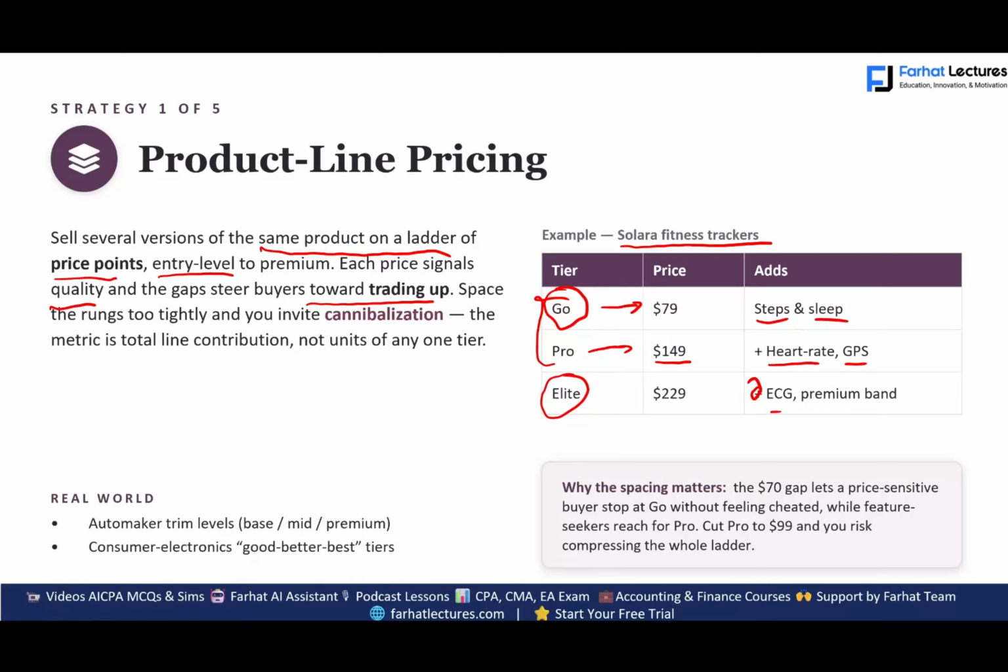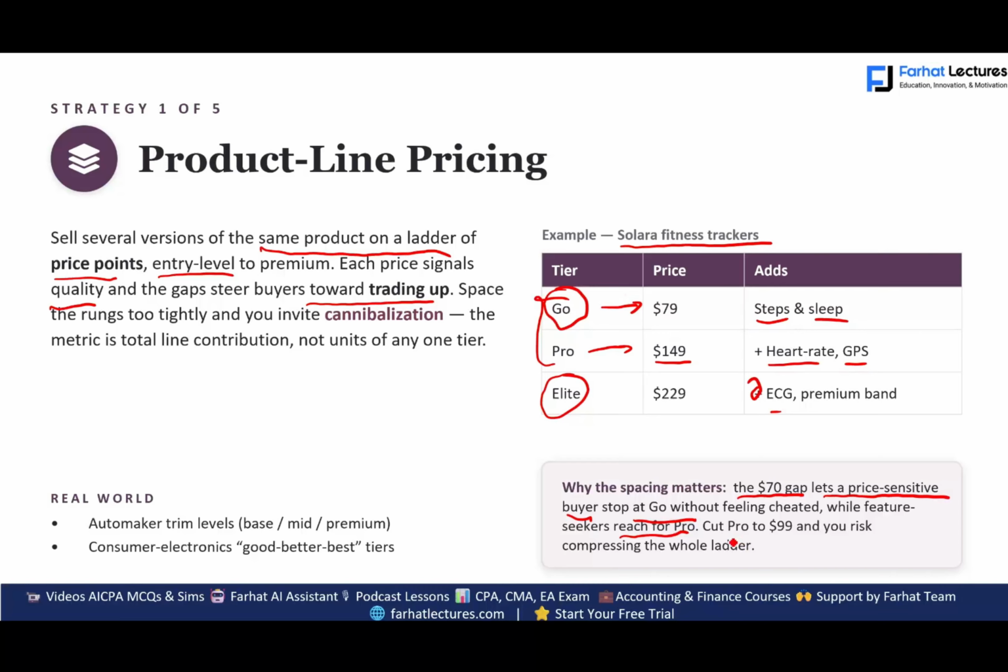Otherwise, if the gaps are too close, products will start to cannibalize each other. It means one product would start to sell at the expense of the other. So the $70 gap lets a price-sensitive buyer stop at Go without feeling cheated, while feature seekers reach for Pro. So you want to have this gap so people feel, yes, they are getting some additional features.